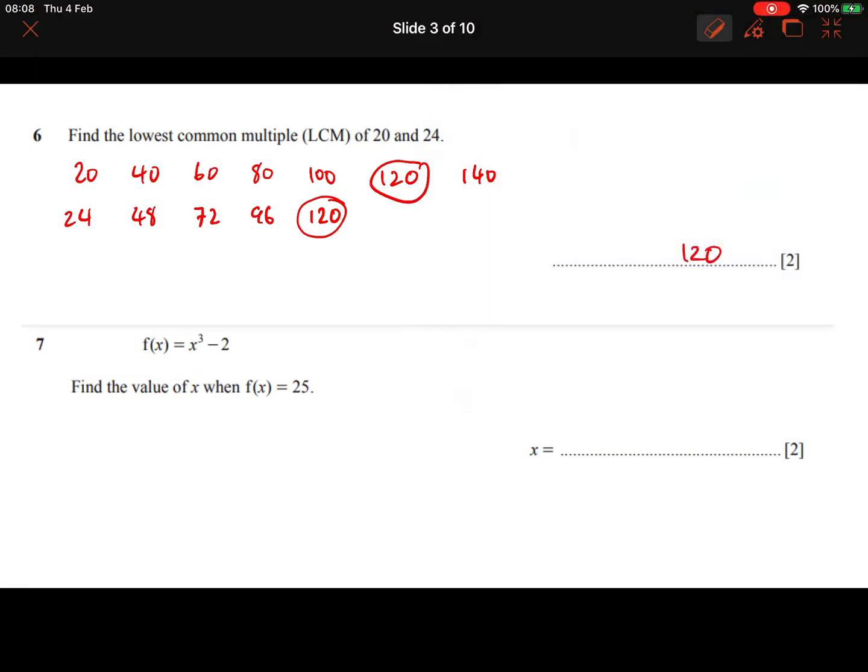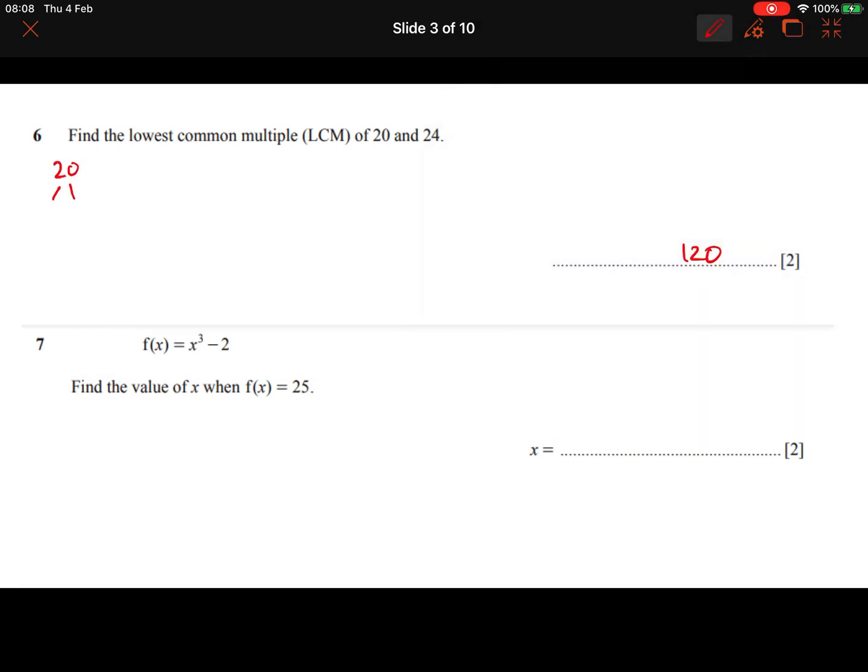Now, I don't know whether you've been taught, certainly my guys, I don't know whether you were taught this way or not, but another way of doing it is to do the prime factor decomposition of 20 and 24. So remember these little factor trees. So 20 can be written as 10 times 2, 5 times 2. So it can be written as 2 times 2 times 5. And 24 can be written as 6 and 4, 3 and 2, 2 and 2. So 24 can be written as 2 times 2 times 2 times 3.